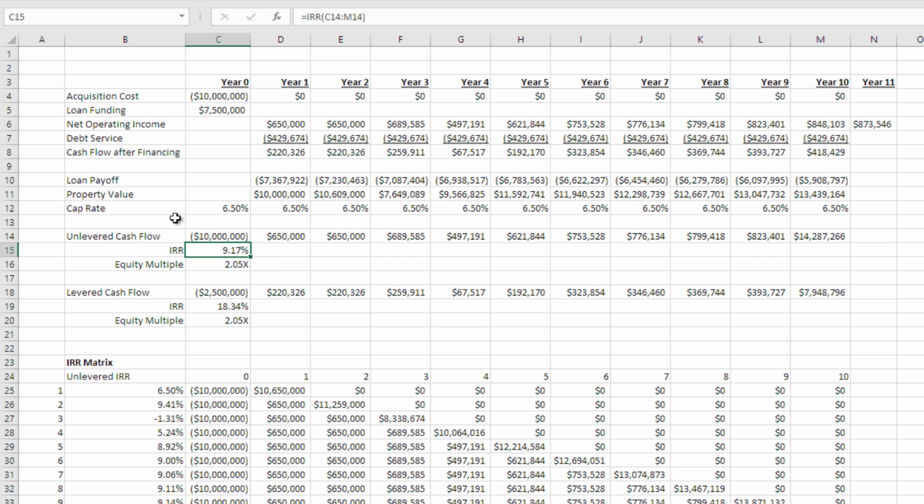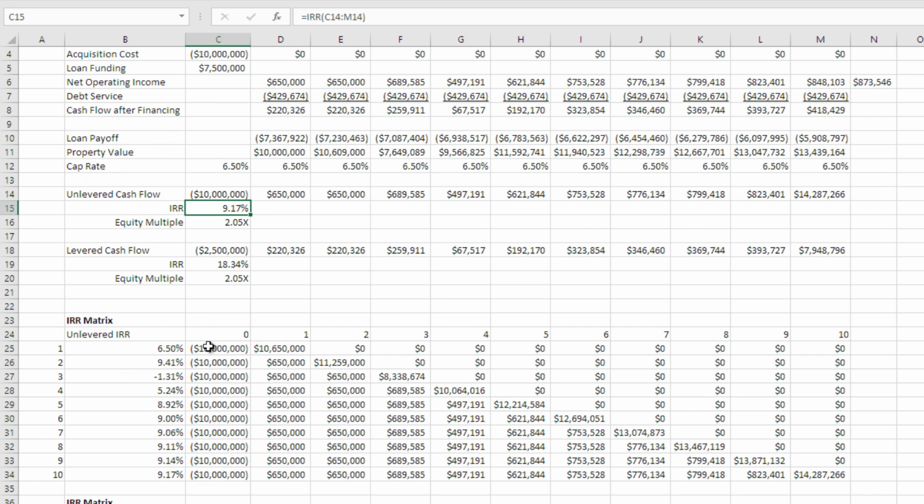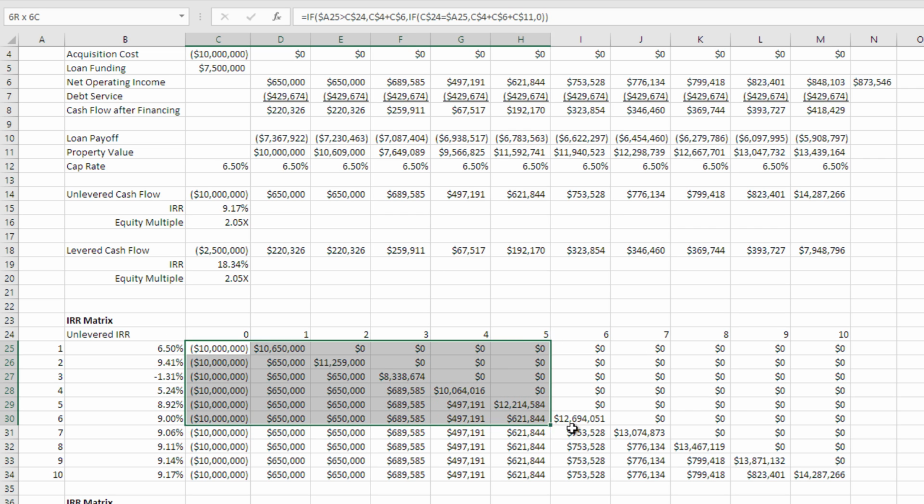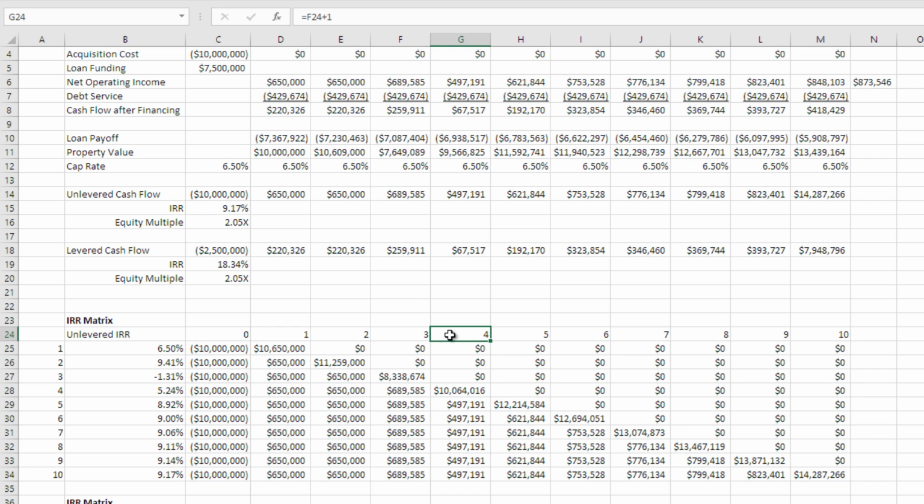Rather than doing it manually each year, we do an IRR matrix where, with one formula copied over and copied down, it displays the cash flows for a 1-year, a 2-year, a 3-year, a 4-year hold, and so forth. Then it calculates the IRR for each scenario. You can look and say, hey, if we held this for 5 years, it's an 8.92% unlevered IRR versus a 9.17% IRR in a 10-year hold. So then you can assess what's the appropriate hold period for this investment.